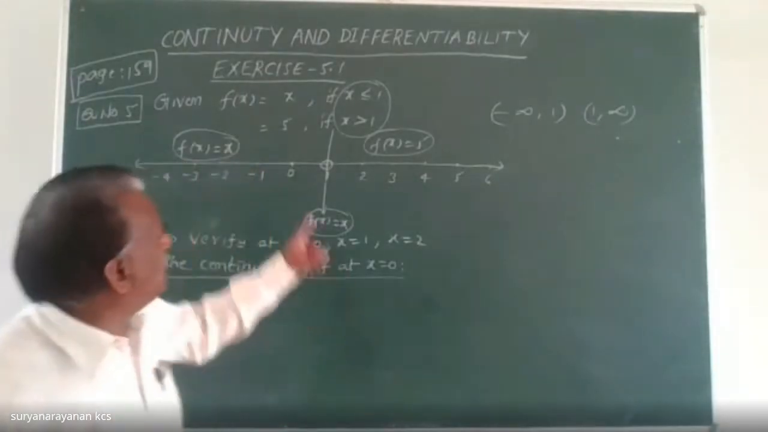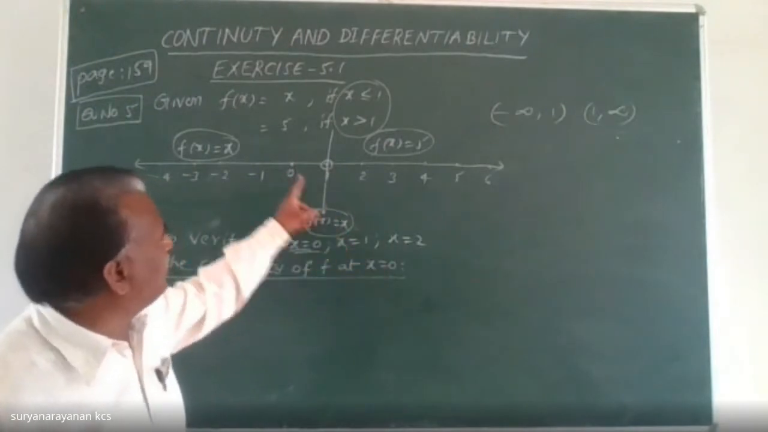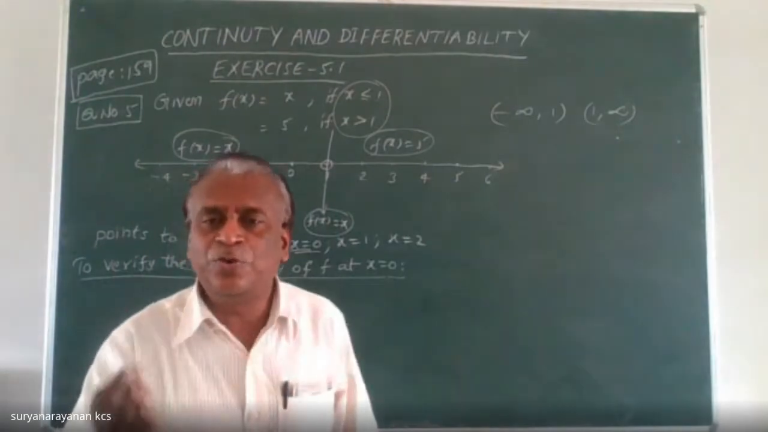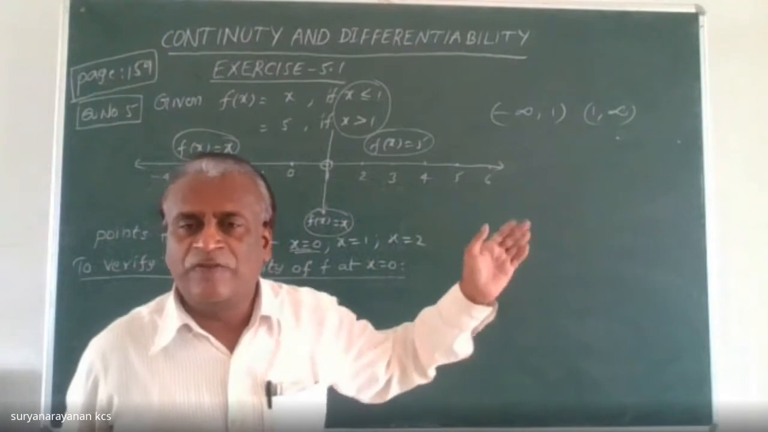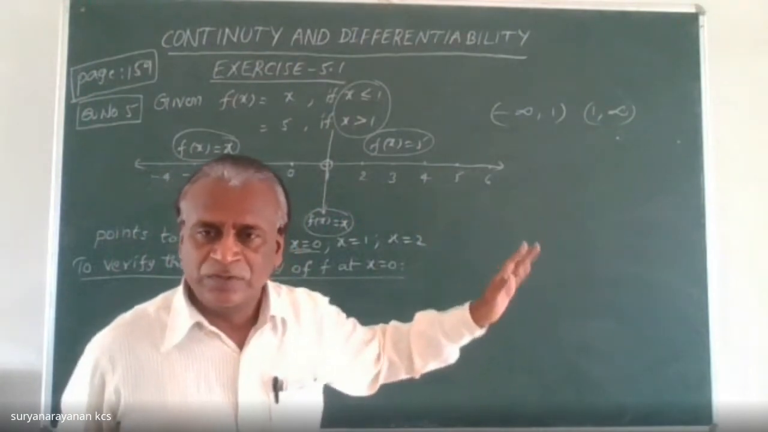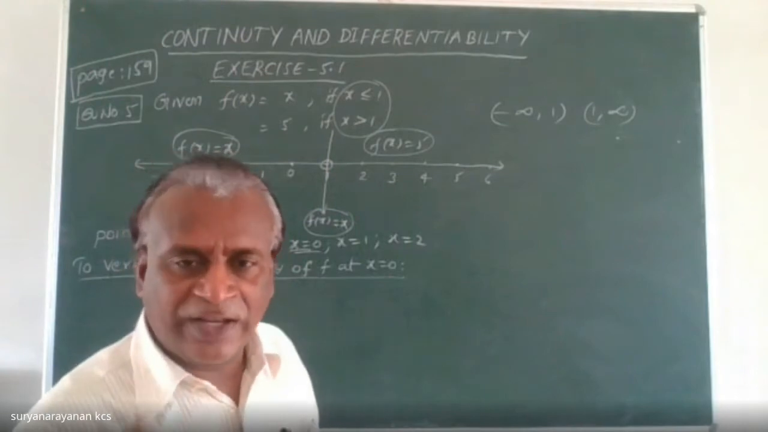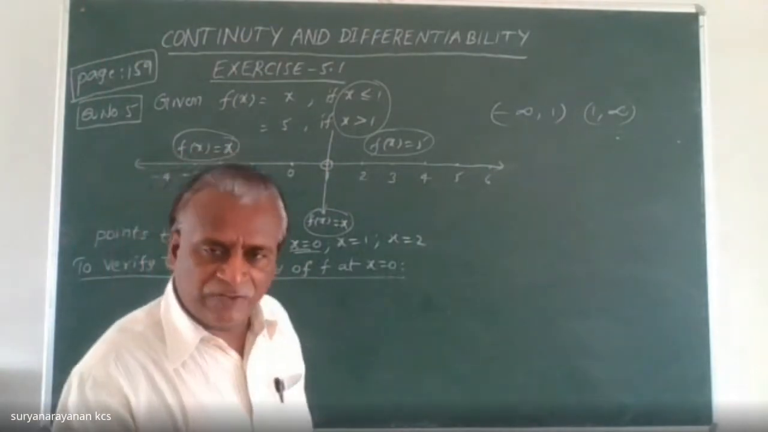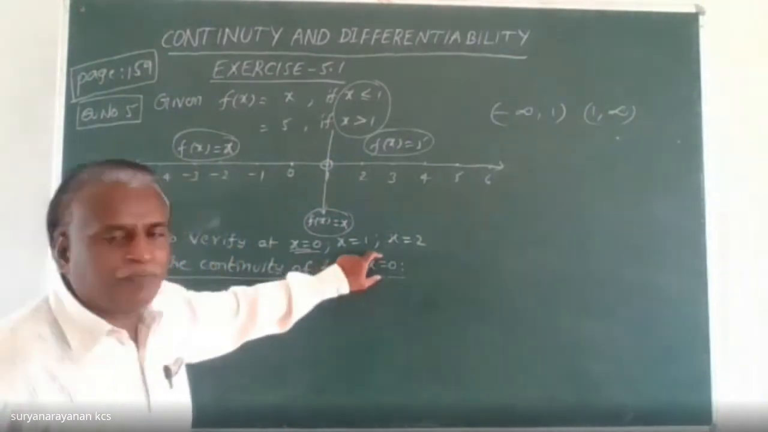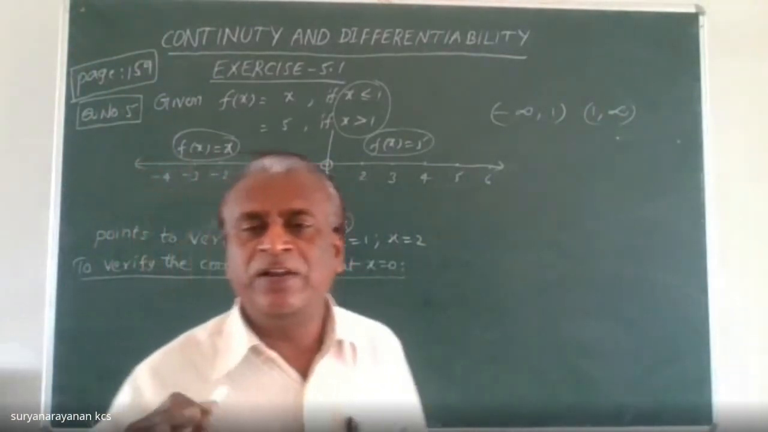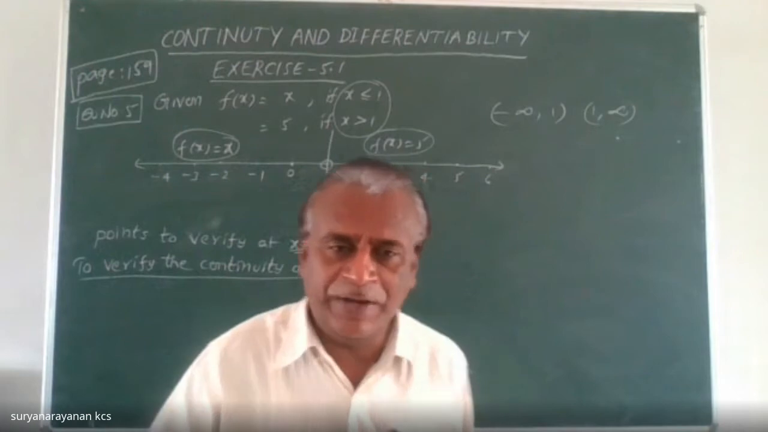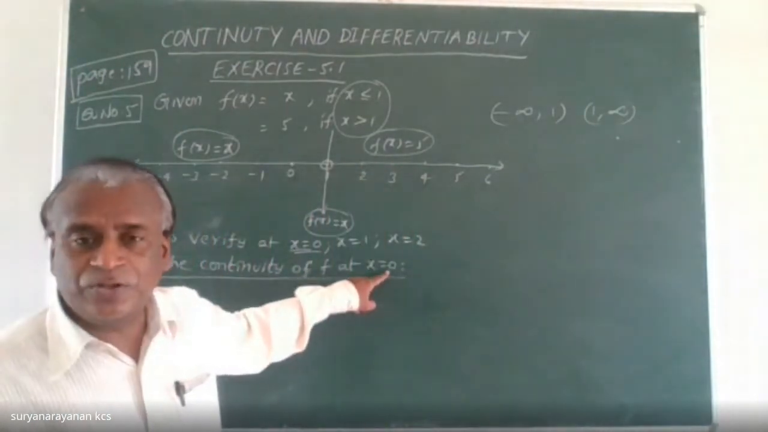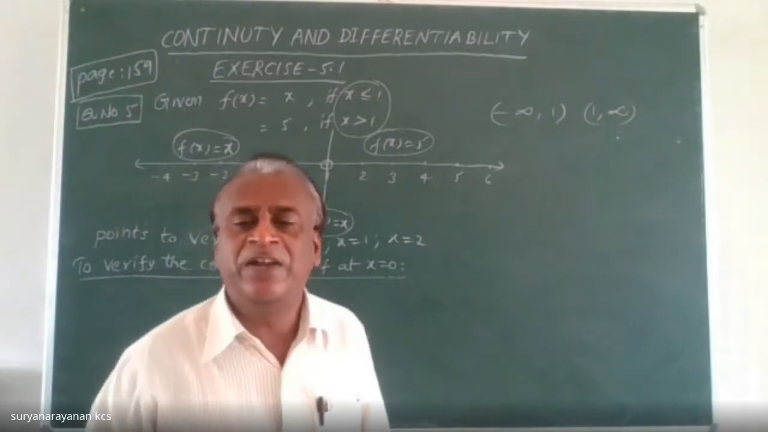No, sir. It is not defined in 2 different ways at this particular point 0. Only at x is equal to 1, f of x is defined in 2 different ways. Not at any real number, only at x is equal to 1. So here, at x is equal to 0, no need to find the left hand limit and right hand limit, because at x is equal to 0, the function is not defined in 2 different ways.